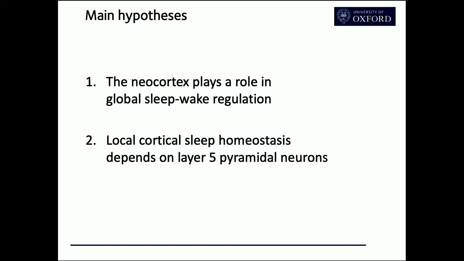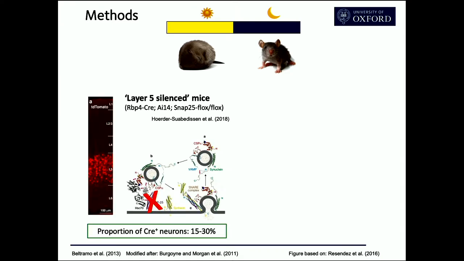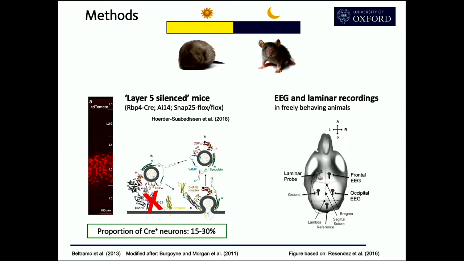So my PhD focuses on two hypotheses. First, that neocortex plays a role in global sleep-wake regulation, and second, that local cortical sleep homeostasis depends on layer 5 pyramidal neurons. And today I'm going to speak about the first of these two projects. So we use very standardized methods. We investigate sleep and wakefulness in transgenic mice, and the mouse line that I'm using in my experiments is a layer 5 silenced mouse line. So 15 to 30% of neurons are functionally silent by removal of a t-SNARE protein, SNAP25. And then we perform EEG and laminar recordings in these animals.